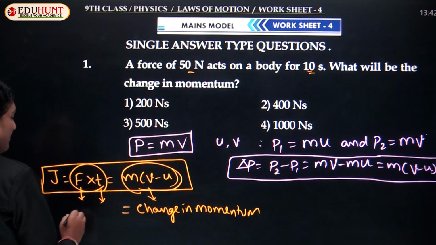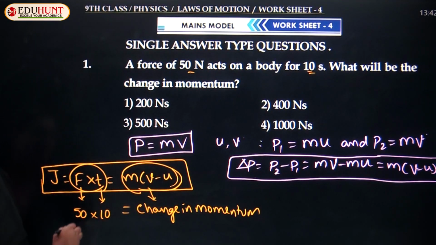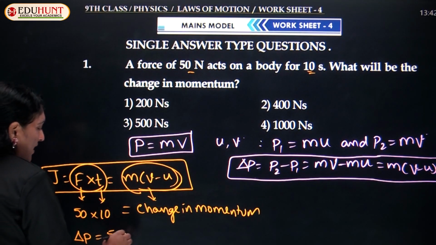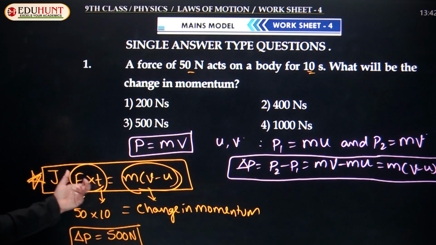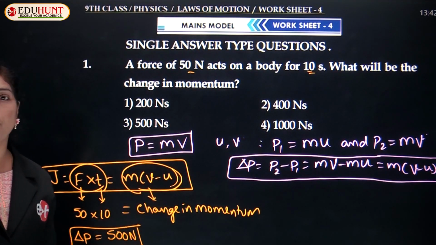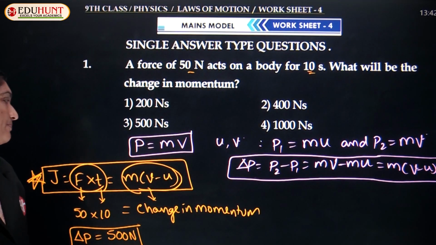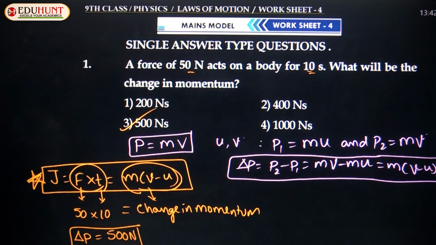How much is the force given? 50 Newton. Time is given as 10 seconds. Hence, change in momentum 50 into 10 is found to be, change in momentum delta P equals 500 Newton second. So, remember this formula, children. Impulse is nothing but F into t, the product of force and time, which is also equal to change in momentum. As you are asked to find out change in momentum, simply find the product of force and time. So, your answer is 500. So, option number 3 must be true.